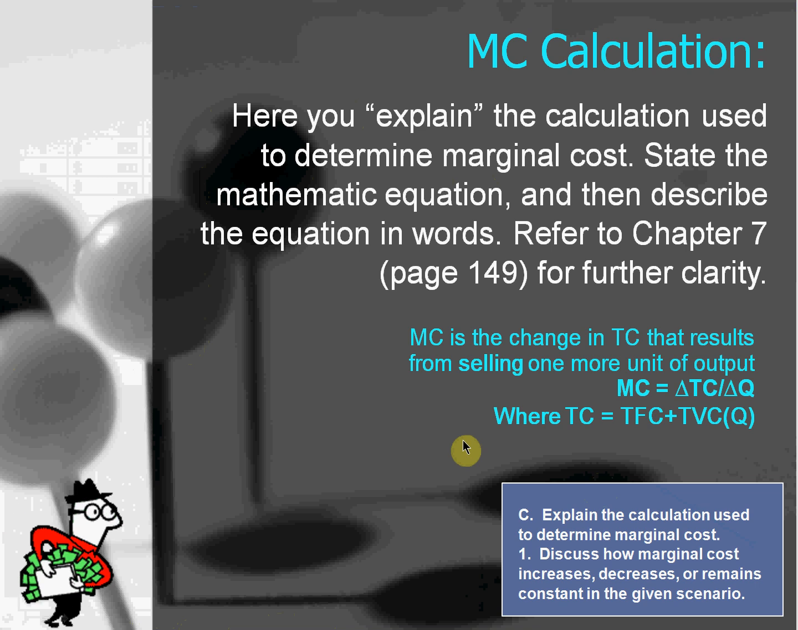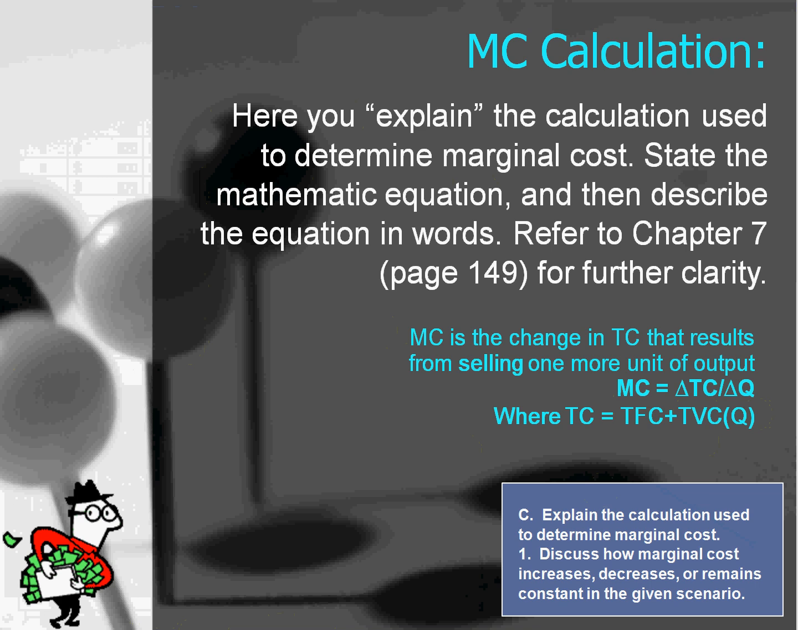In element C, you're asked to explain the calculation used to determine marginal cost. And very similarly to the last element, to discuss then how marginal cost increases, decreases, or remains constant in the given scenario. One more time with marginal cost, remember that marginal cost refers to the change that takes place in total cost resulting from selling one more unit of output. The math can be seen here, remembering that total cost is derived from both fixed and variable cost computations.